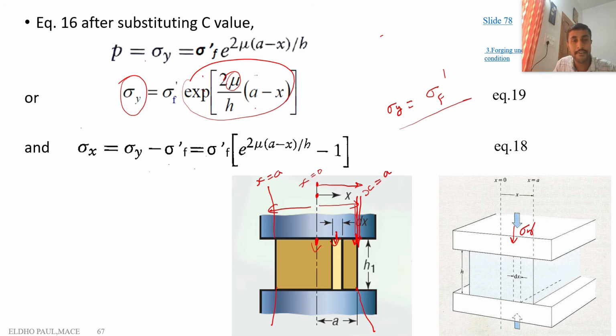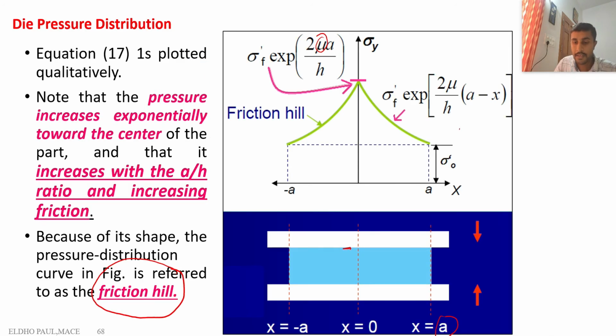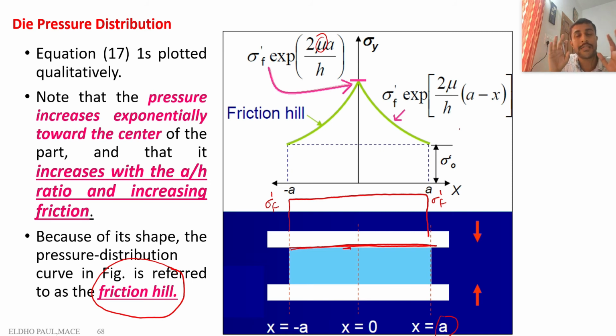Then what will be the friction hill? What is the variation of friction? It will be constant. It will be like this, and this value will be sigma dash f. There is no friction variation throughout the surface of the material. The amount of stress required is equal to the flow stress of the material. But if there is friction, then what happens? The amount of stress required increases exponentially from the surface to the center region, and the maximum is at the center.